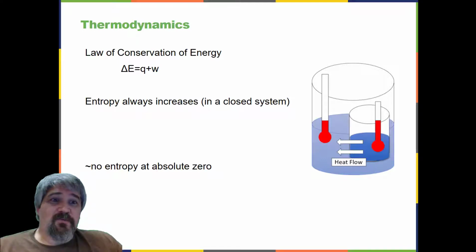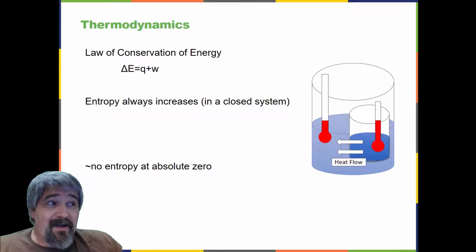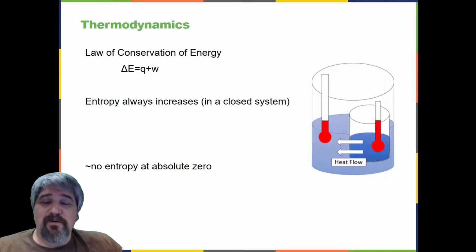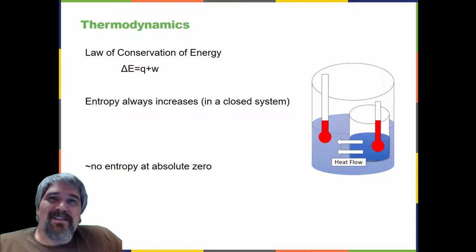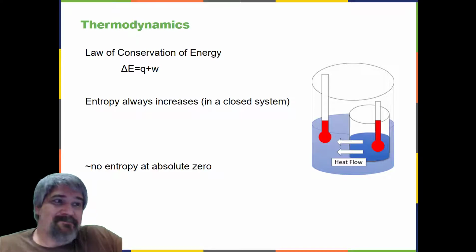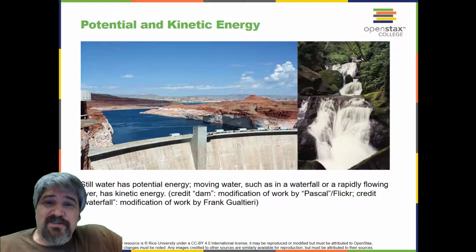that are chemolithotrophs. And anyway, I did put the third law of thermodynamics up just to mention it in passing, which probably isn't very helpful, but it basically just says that there's no entropy at absolute zero. Absolute zero being the temperature at which there is zero molecular motion. Okay. Potential and kinetic energy.